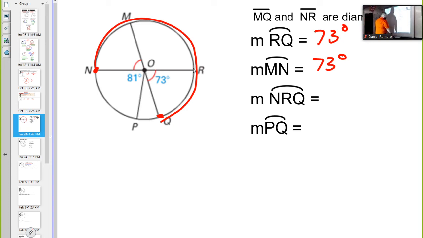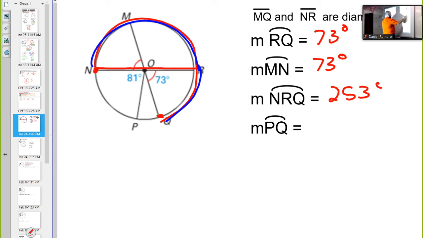I'm giving it to you. Go ahead, then, Esmeralda, you take this one. What would you do? How many degrees are there? From N to R is 180, right? So then just add the 73 on top of that. So then 283.